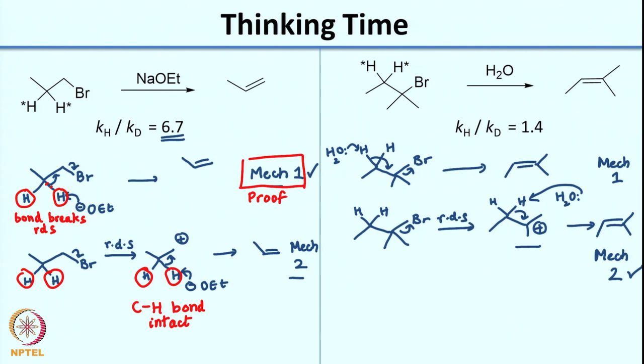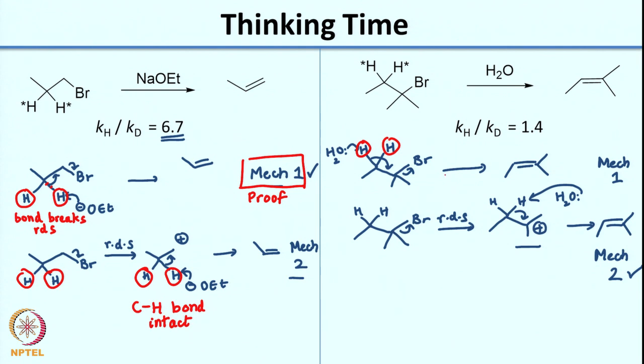All right. Now let's look at the second case. In this case, kH over kD is greater than 1, but the value is not too large, so the effect is not as pronounced. If you look at mechanism 1, what you see is the CH bond breaks in the rate determining step. But the kH over kD value is 1.4, so that indicates that this mechanism may not be operative. But in mechanism 2, your CH bond does not break in the rate determining step. So it is probably going through this mechanism.